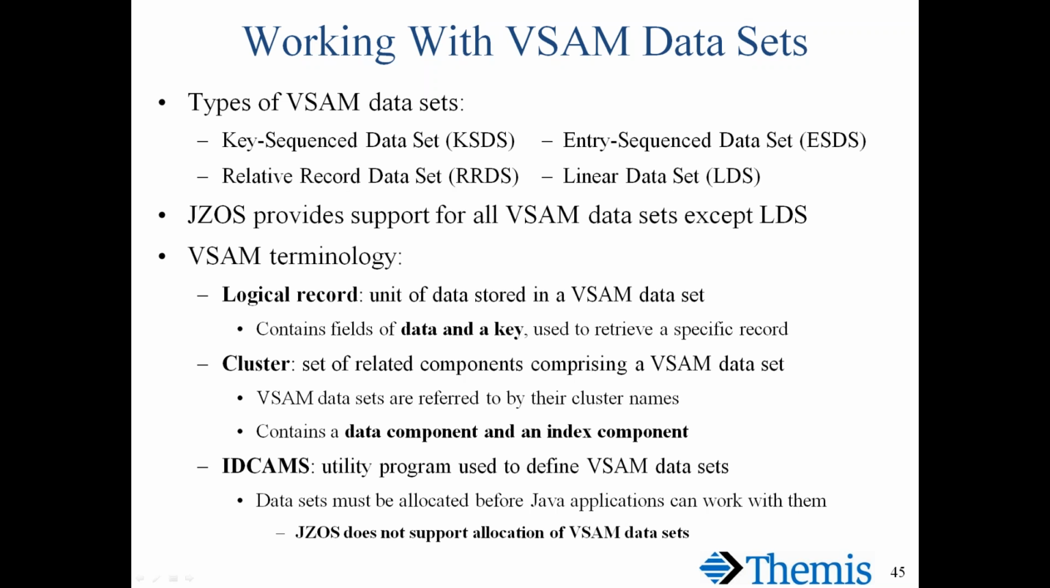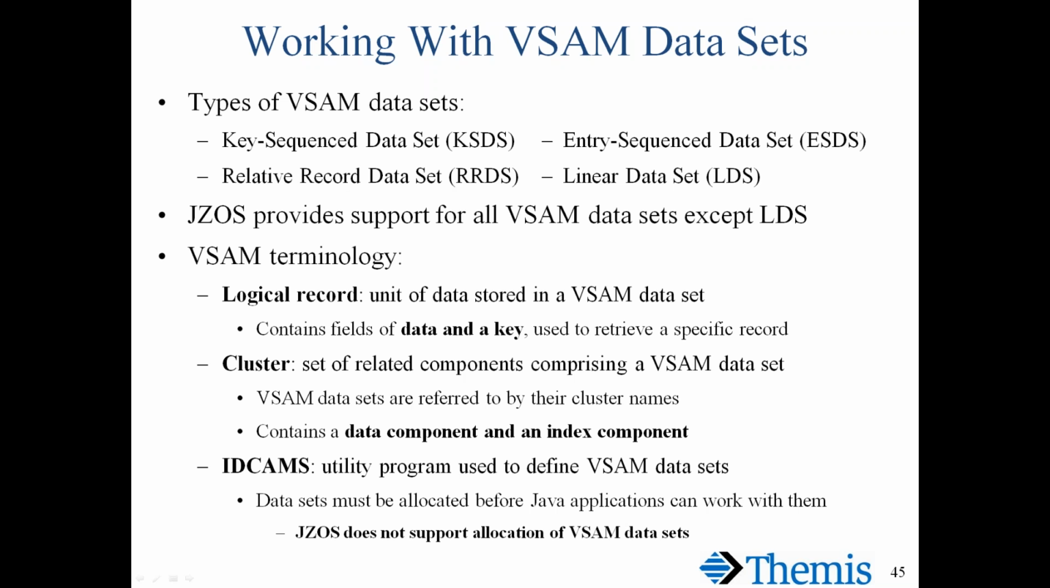Now, working with VSAM files, we have a brief look at what VSAM files are. There are 4 types: key sequence, entry sequence, relative, and linear. All except the linear data sets that are used to support DB2 are available to be accessed through JZOS.